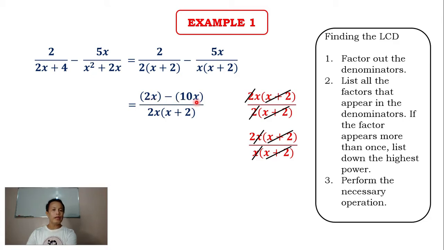So 2x minus 10x will give us negative 8x. So we copy the denominator or the LCD, 2x times x plus 2. Then afterwards, we simplify this fraction. We divide negative 8 divided by 2, and since we have x and x here, we can cancel out the x. Then we divide negative 8 divided by 2, that would give us negative 4. So that is negative 4 over x plus 2. So this is now our final answer.